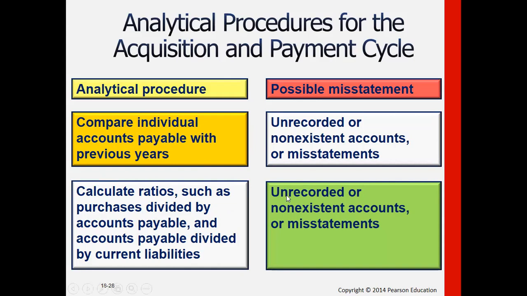So we would be seeing that there can be possibilities of unrecorded or non-existent accounts. So they are either unrecorded, an understatement of such, or the accounts really are not existing. So intentionally adding more liabilities and more vendors, or misstatements, of course. Next, what about calculating ratios such as purchases divided by accounts payable and accounts payable divided by current liabilities? So if we have these ratios, we'll be comparing them with the industry-related ratios, and we will be seeing, same as the previous one, unrecorded or non-existent accounts.